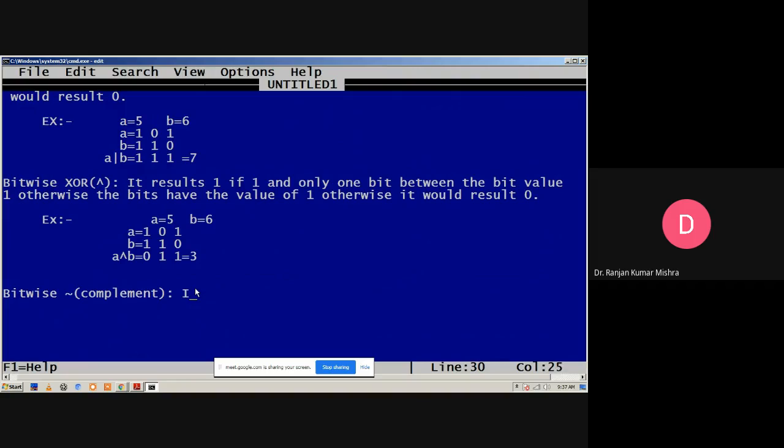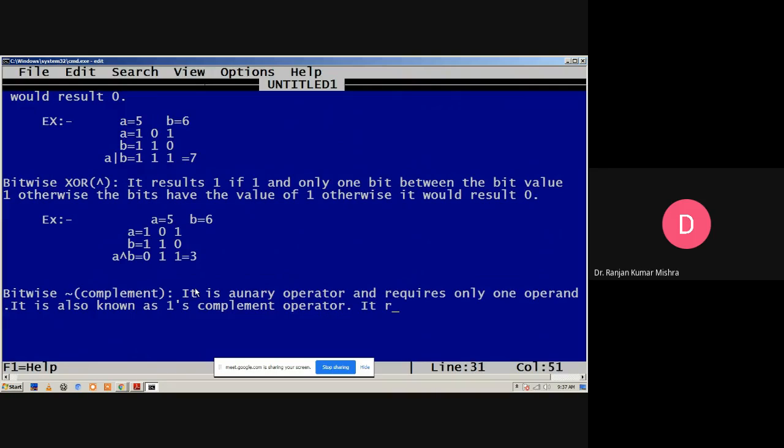First of all, it is a unary operator, and it requires only one operand. Okay, only one operand. It is also known as one's complement. You have already studied this in digital electronics or computer architecture. One's complement operator.